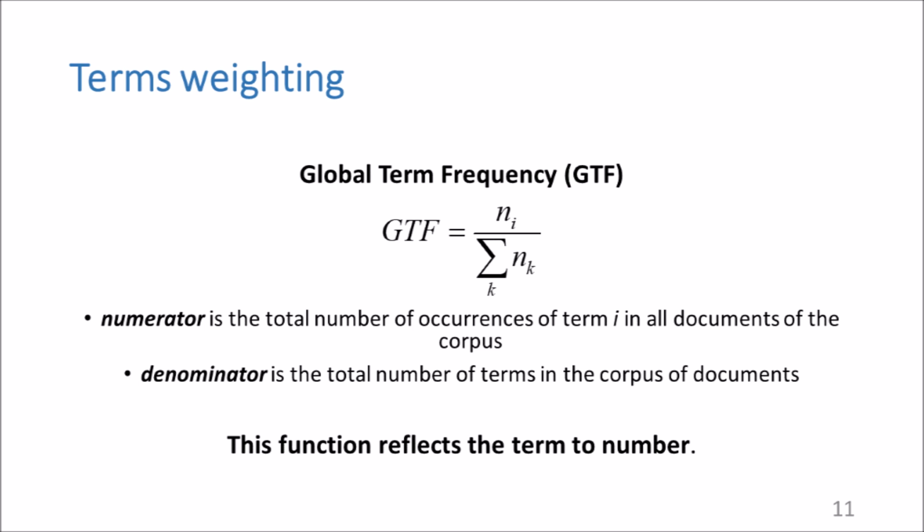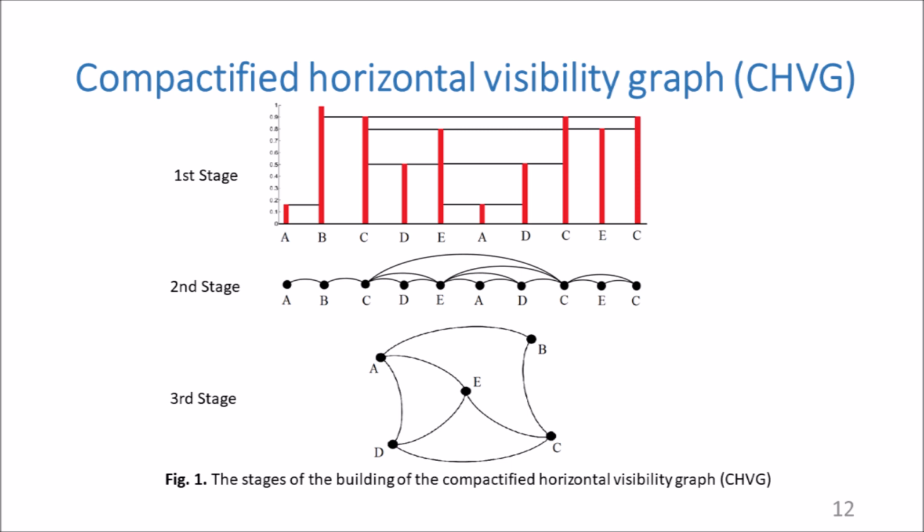After the preprocessing stage, the weighting and extraction of key terms are made. To form a time series, this work uses global term frequency as a modification of the classical statistical weight indicator TF-IDF. This function reflects the term's number. This approach allows having a high statistical indicator of importance for informationally important elements of the text in the global context. In this work, the compactified horizontal visibility graph algorithm for creating terminological ontologies of the subject domain for key terms is used.